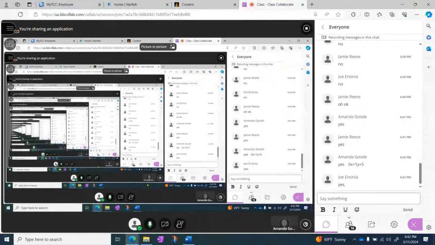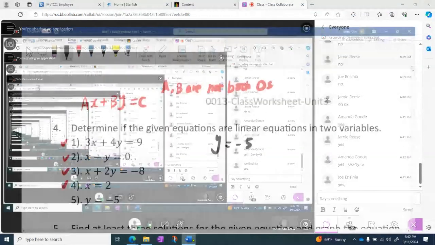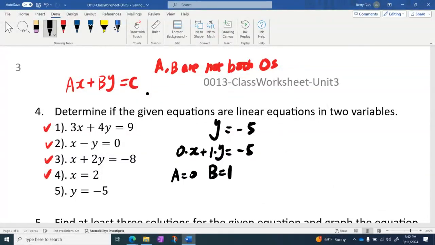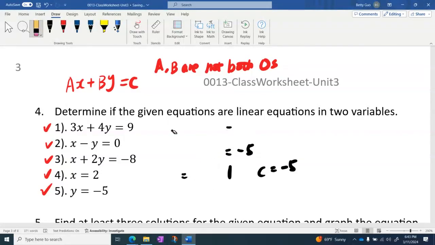Thank you, Joe and Jamie. Exactly. It's similar to number 4, right? This time the missing variable is x, because the coefficient of x is 0. So A is 0, B is 1, C is -5. As long as A and B are not both 0, it's fine. All those equations are linear equations in two variables, especially number 4 and number 5.